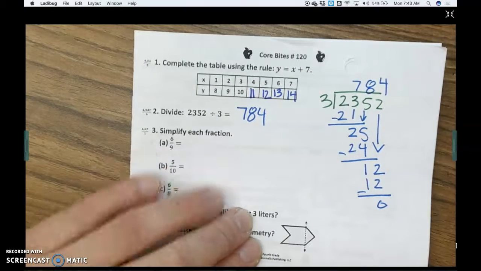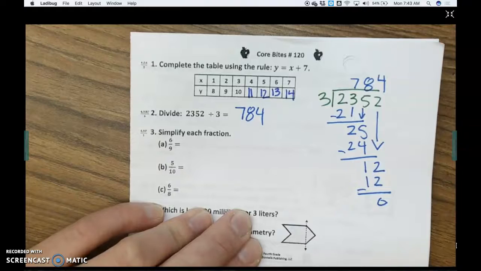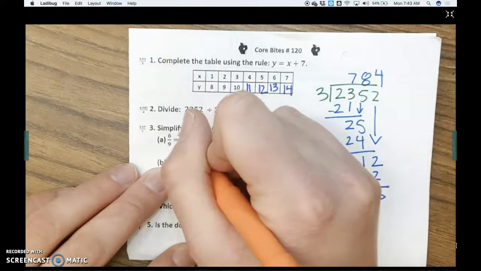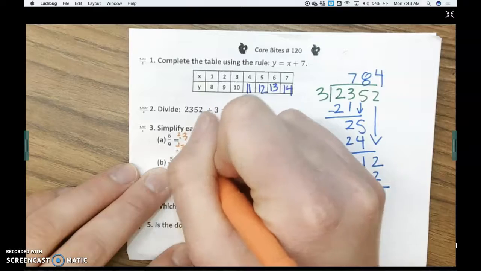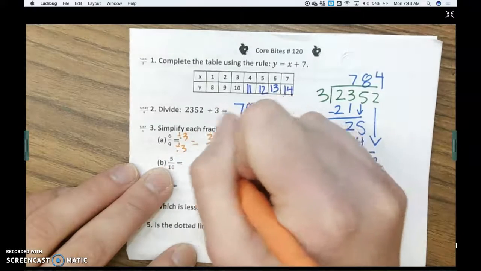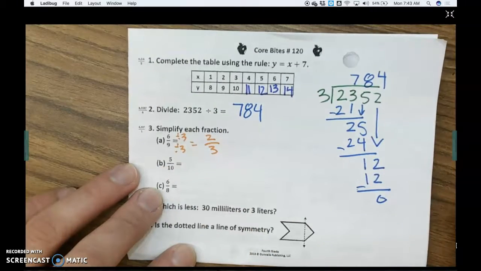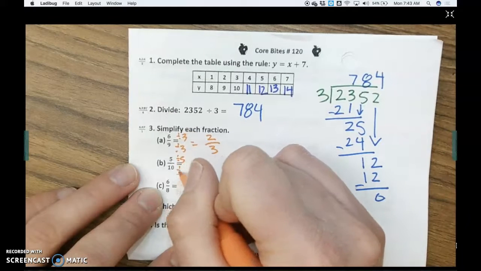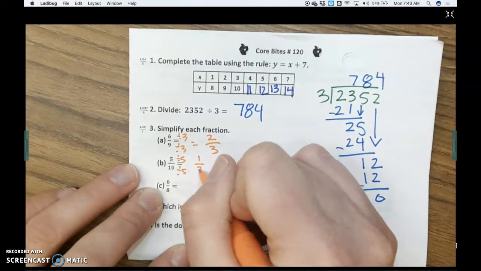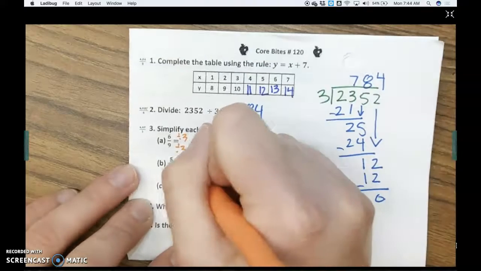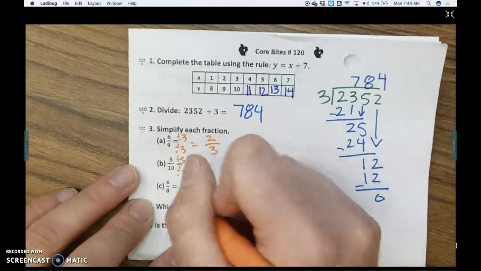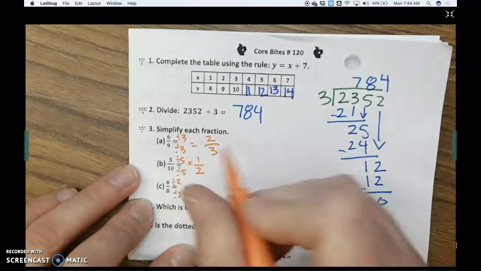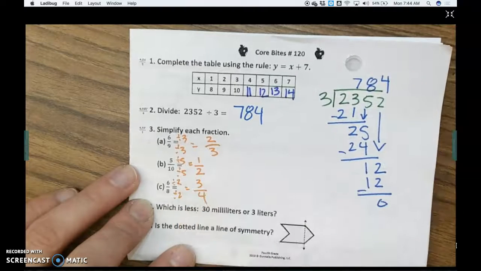For the next one, we're going to simplify some fractions. So for 6/9, you would divide both of them by 3. 3 times 2 is 6. 3 times 3 is 9, so you'd have 2/3. For 5/10, you would divide both by 5. 5 times 1 and 5 times 2, so that would be 1/2. And then for 6/8, you could divide each of them by 2 because they're even numbers. So 2 times 3 and 2 times 4.